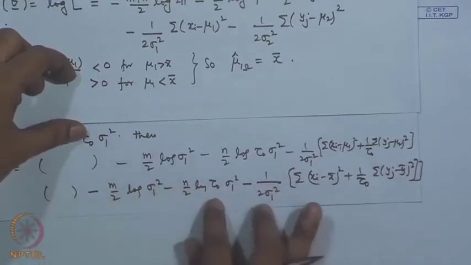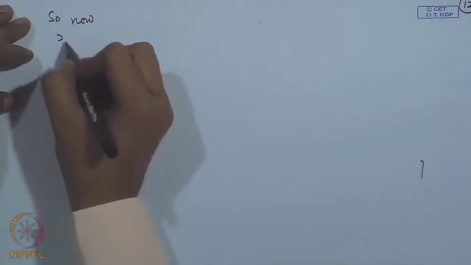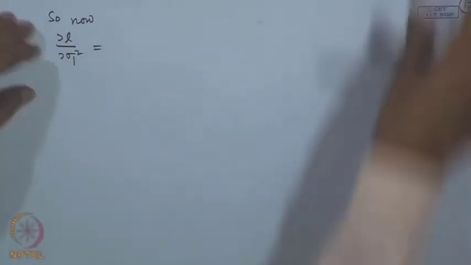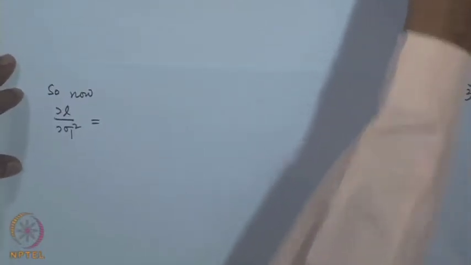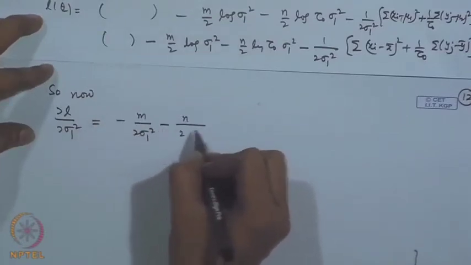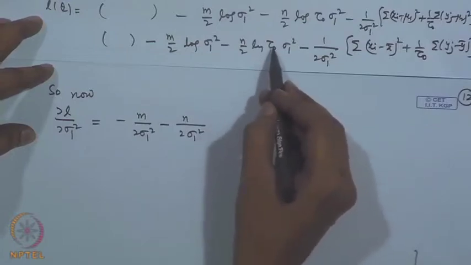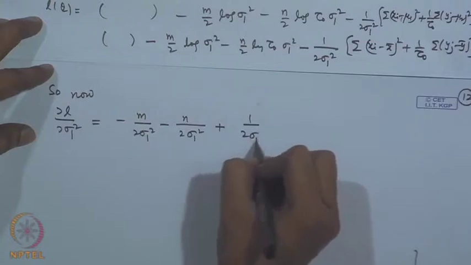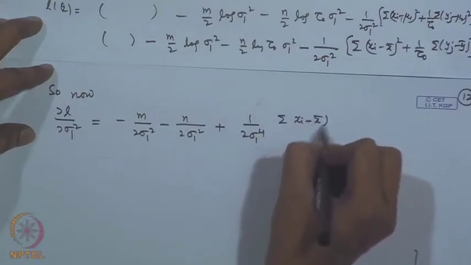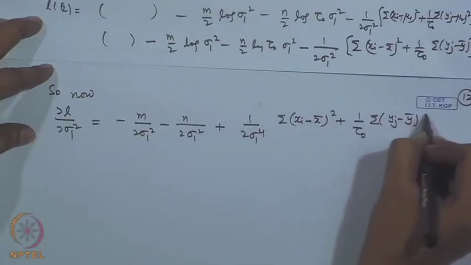That means, the maximization problem with respect to sigma 1 square has now been reduced to maximization of this term. So, let us consider that now. Now del L by del sigma 1 square will give me, let us look at this thing, minus m by 2 sigma 1 square minus n by 2 sigma 1 square, and this term will not play a role, plus 1 by 2 sigma 1 to the power 4 sigma x i minus x bar square plus 1 by tau naught sigma y j minus y bar square.